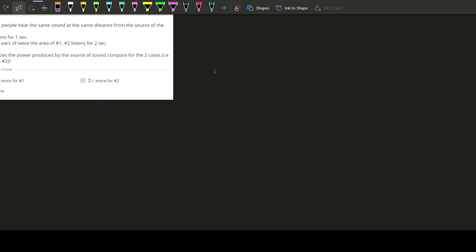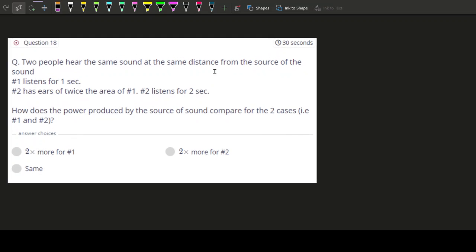Well, question 18, it's related to question 17. Okay, it's the same situation. You have two people, then it's the same sound, so that means the sound source is the same sound source, then same distance. Okay, let me write it down again. Same sound source. The next one is same distance. Okay, now person number one listens for 1 second, number two listens for 2 seconds, and at the same time person number two has area which is twice the area of person number one.